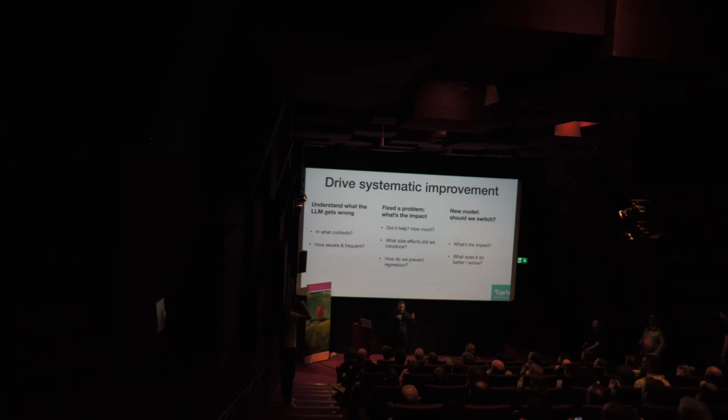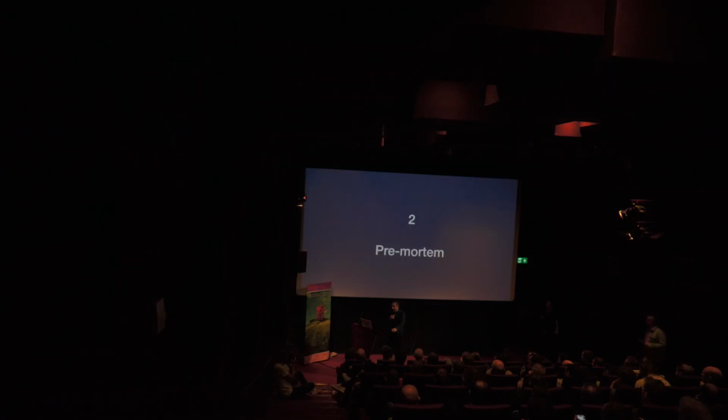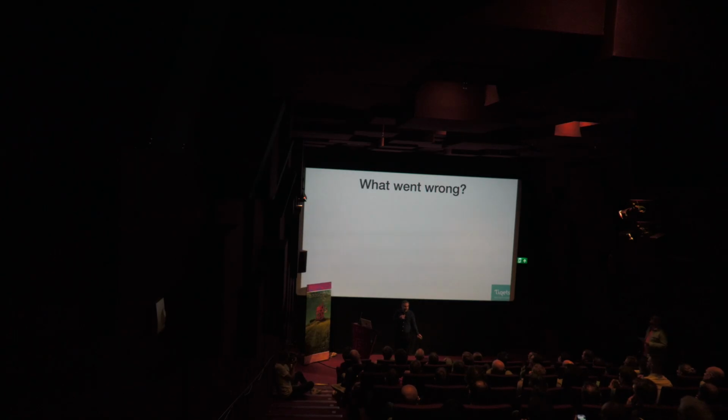So yeah, you fix a problem, maybe you introduce side effects. You know it very well. You fix this bug, there's 10 bugs over there. And there's a new model out there. Should we switch? And if we do, are those the best prompts for that model? It's very difficult. So let's do a little pre-mortem. I built a product, and it didn't work. So what went wrong? Well, I don't know.